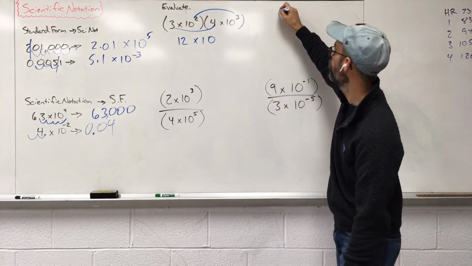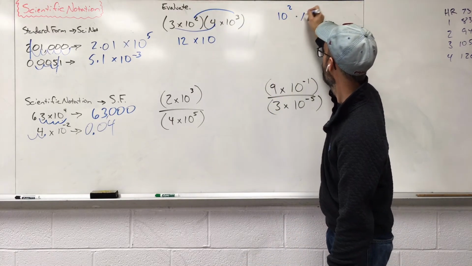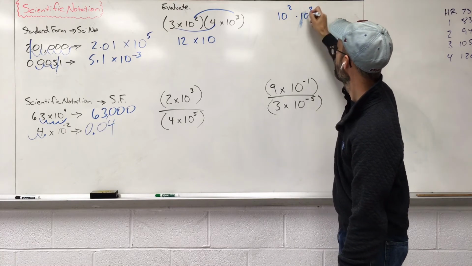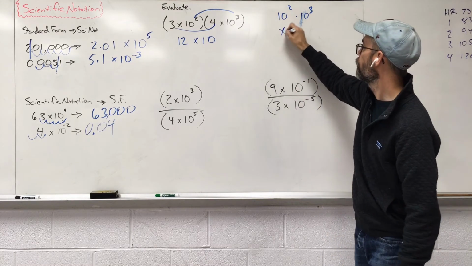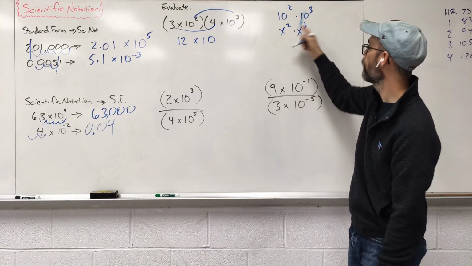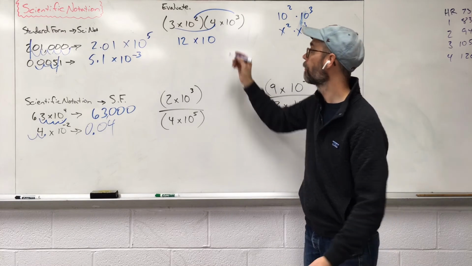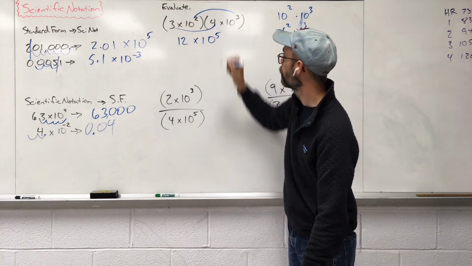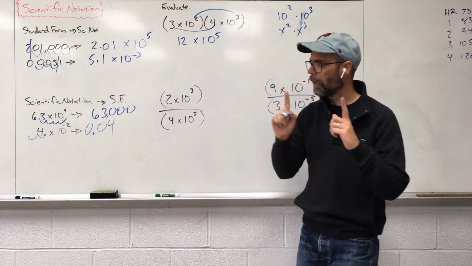I then want to multiply my 10s together. Now remember, we're doing 10 squared times 10 to the third. Isn't that just like doing x squared times x to the third? And when you have that, all you have to do is add your exponents. Here, we're adding our exponents. 2 and 3 gives me 5. We're going to call it a day.